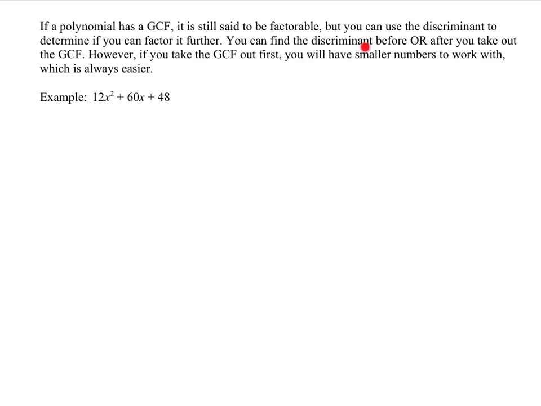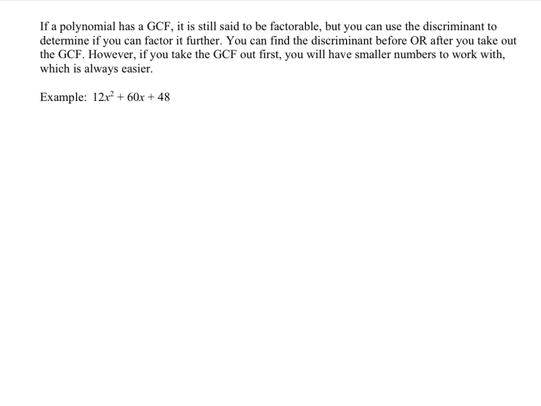Now, you can find the discriminant before or after you take out the GCF. However, if you take the GCF out first, you're going to have smaller numbers to work with, which is always easier. So my recommendation is always pull out your GCF first, because if you forget to pull out your GCF first, then you might find that if you use the discriminant and you find out it's not factorable into binomials, then you might forget to go back and pull out your GCF, and then you're going to say it's prime. So it's not prime if it has a GCF, okay?